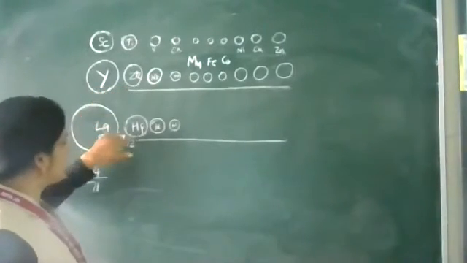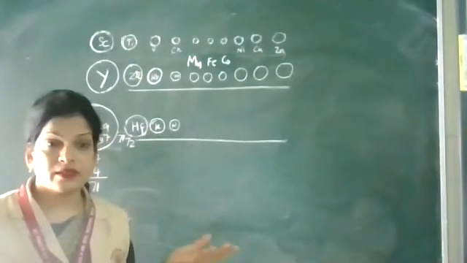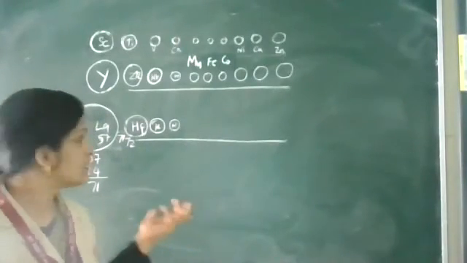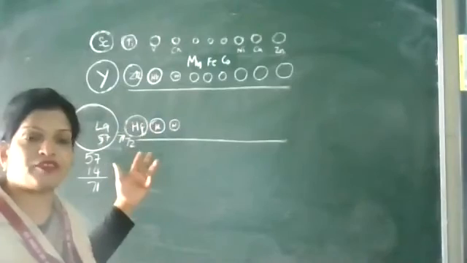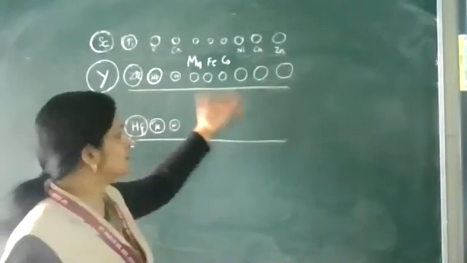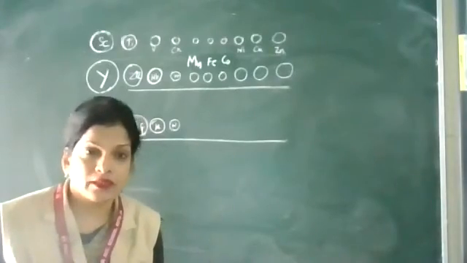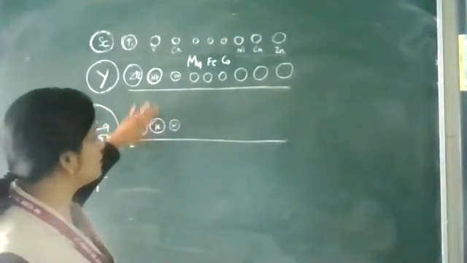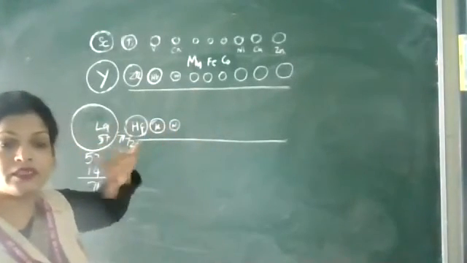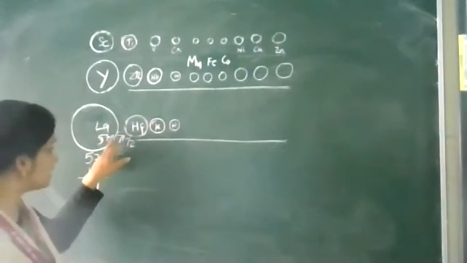Question: zirconium and hafnium have the same atomic radius. So questions can be, why do zirconium and hafnium show the same chemical properties, or why do second transition series and third transition series show similar atomic radii and similar chemical properties? So the reason is what? Lanthanoid contraction.